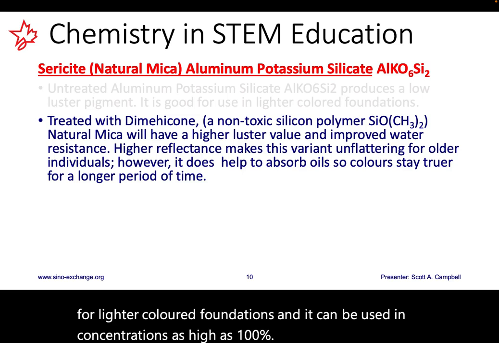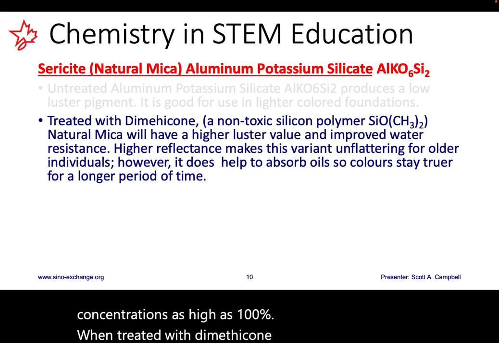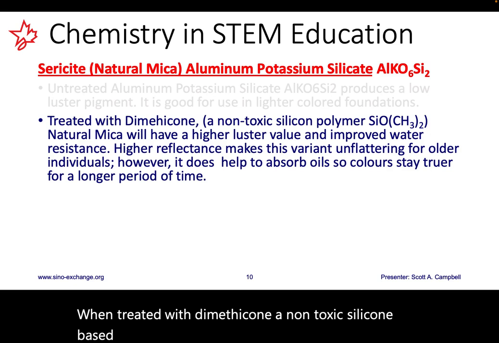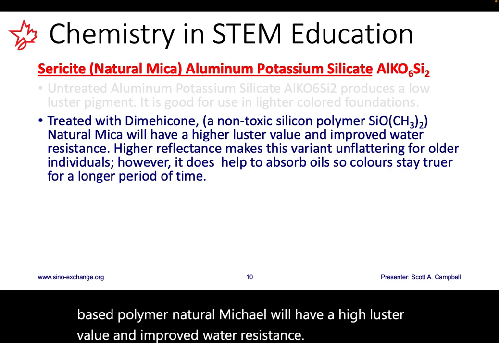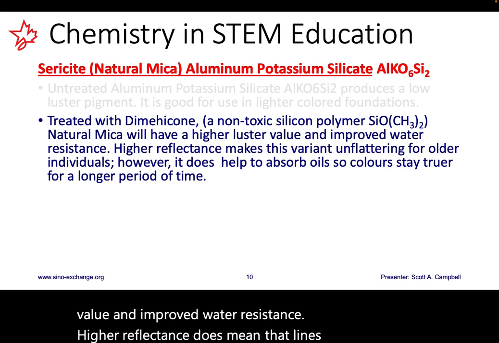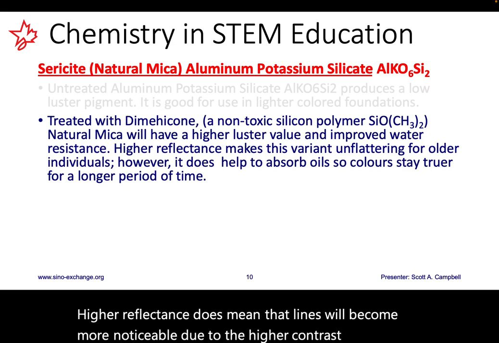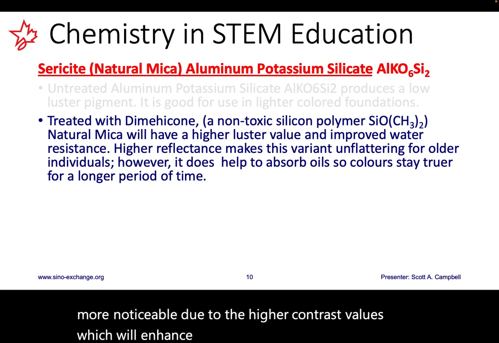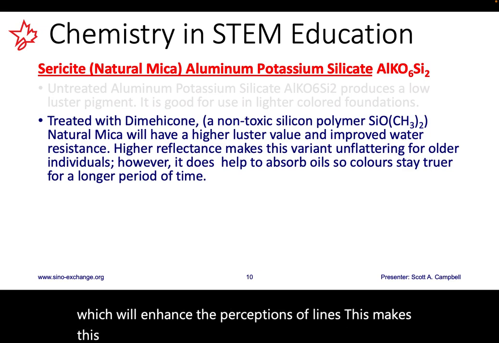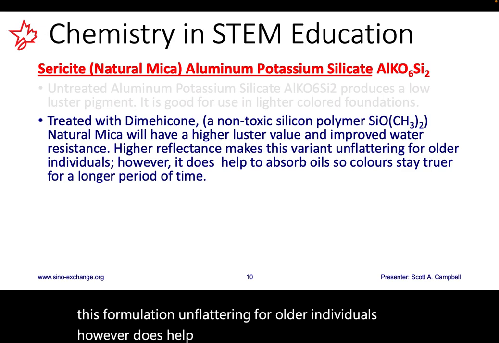When treated with dimethicone, a non-toxic silicone-based polymer, natural mica will have a high luster value and improved water resistance. Higher reflectance does mean that lines will become more noticeable due to the higher contrast values, which will enhance the perceptions of lines. This makes this formulation unflattering for older individuals, however, it does help absorb oils, so colors do stay truer for longer.